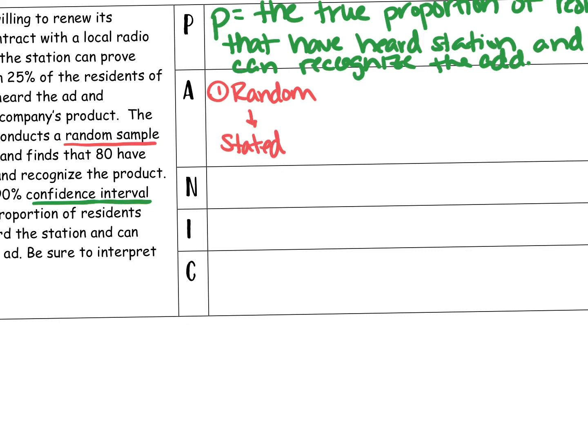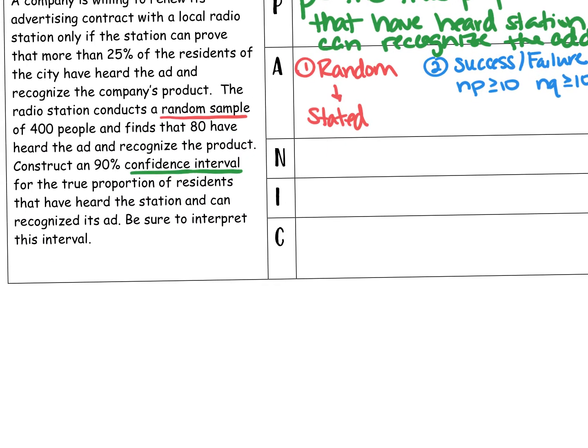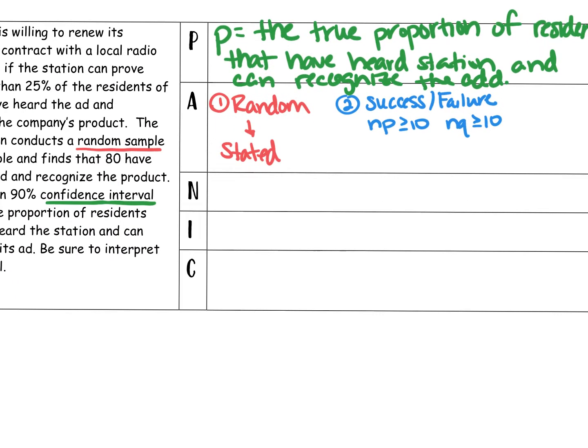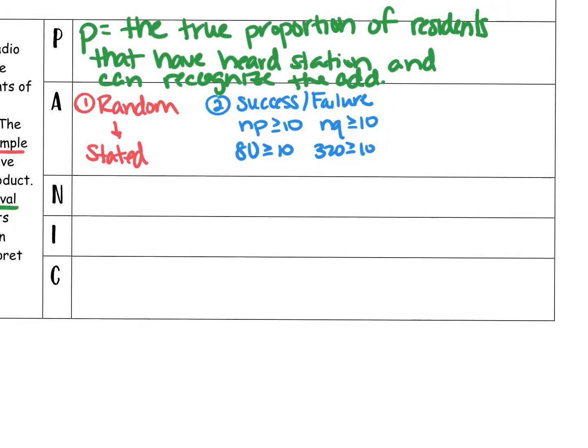So this is stated. The second assumption, when you talk about a proportion, is what we call success failure. In success failure, remember, your successes and failures have to be at least 10. So n times p has to be greater than or equal to 10, and also n times q has to be greater than or equal to 10. From our sample, we know that 80 people have heard the ad already. Those are my successes, because that's the people I'm interested in for the true proportion. So 80 is greater than or equal to 10. And it's out of 400 total people, so 320 people are my failures, who have not heard the ad and can recognize it. Both of those are greater than 10, so success failure is met.